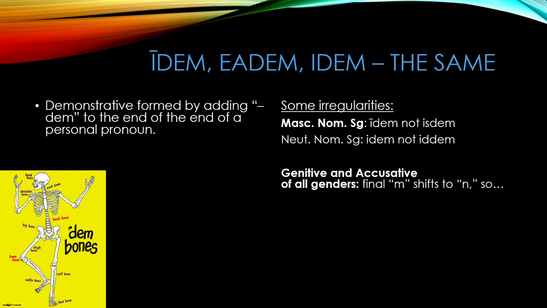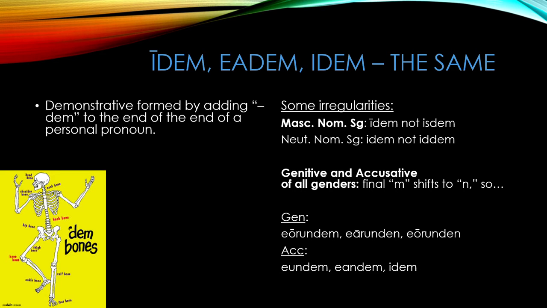Therefore, the masculine genitive plural is eorundem, the feminine genitive plural is earundem, and the neuter genitive plural is eorundem. Similarly, the masculine accusative singular is eundem, the feminine accusative singular is eandem, and, following the neuter rule, the neuter accusative singular is idem.